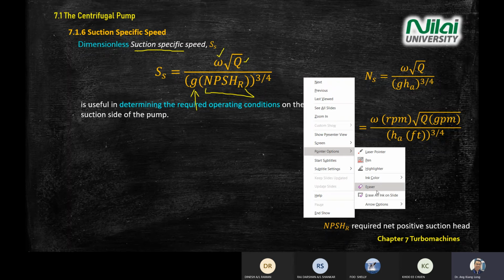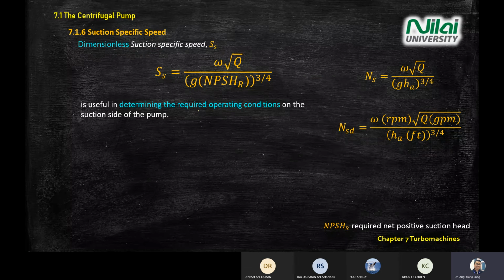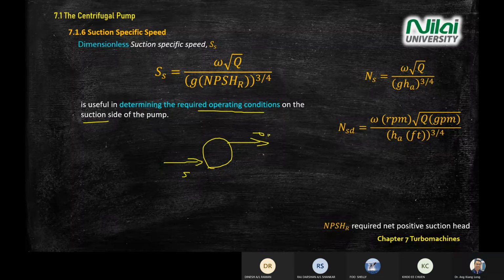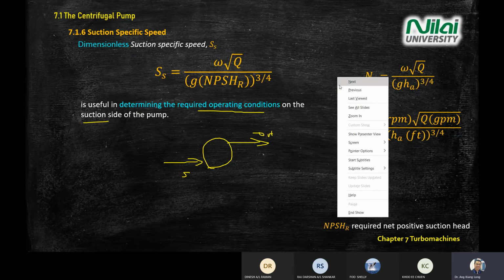The purpose of this parameter is to find the operating condition on the suction side of the pump. You know that a pump has a suction side and a release output side. So this is the suction side, and this is the output. This suction specific speed is very useful to determine parameters at your upstream.